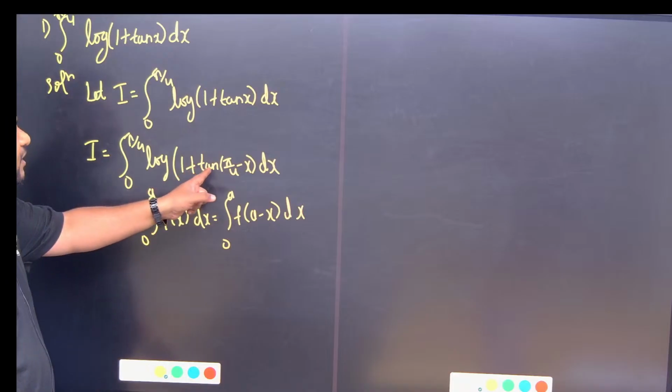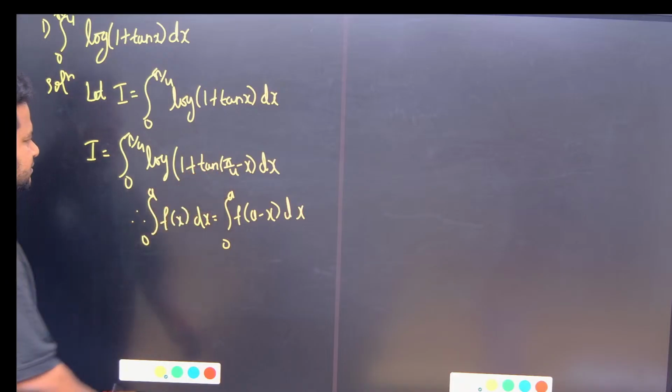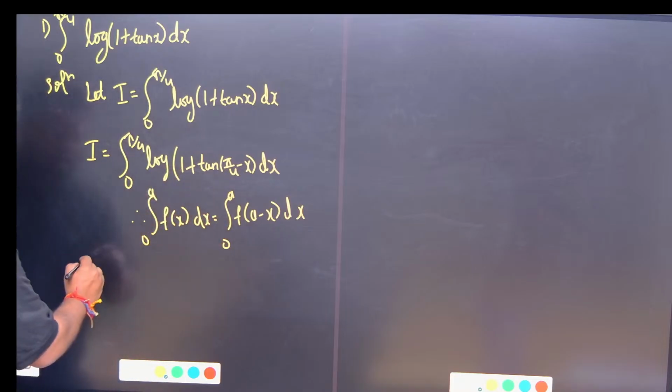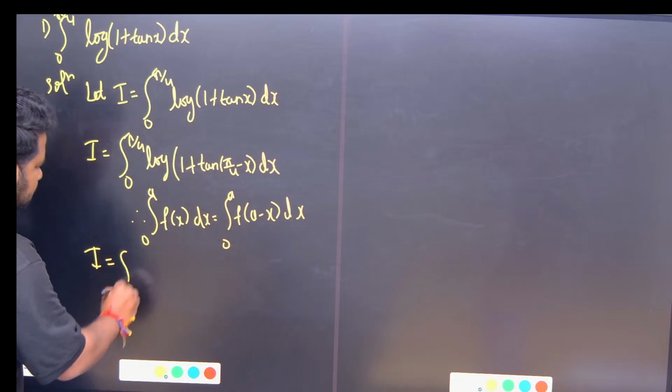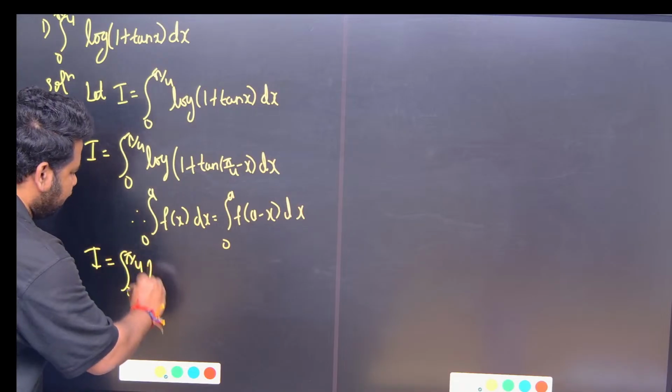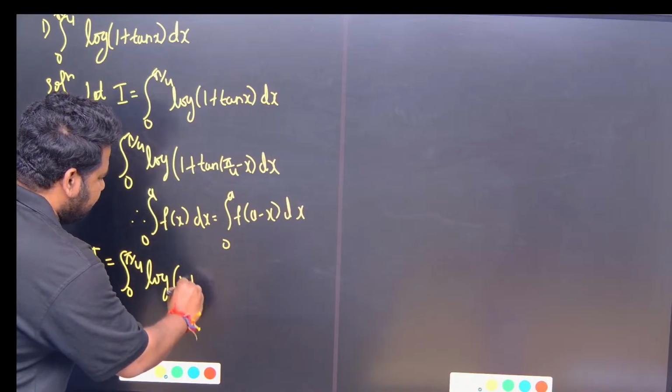See, this is of the form tan of a minus b, so let me apply that formula here. So I is equal to the integral from 0 to pi by 4, very carefully and neatly I have to write it, of log of 1 plus tan of pi by 4 minus x.